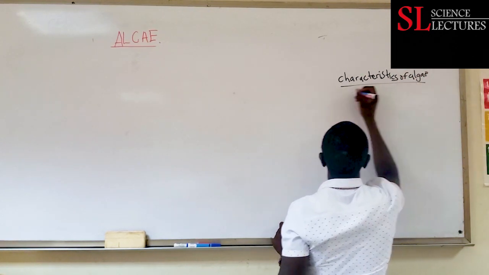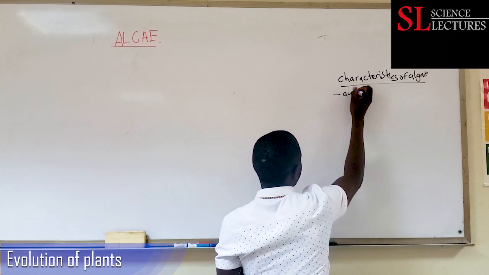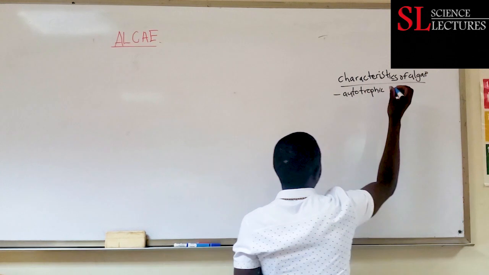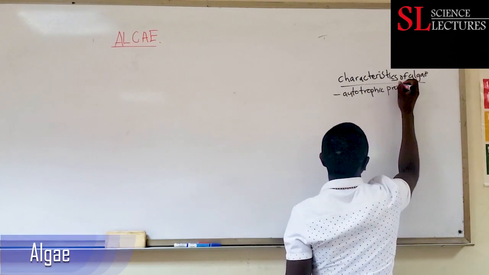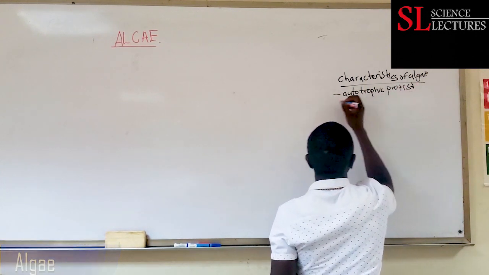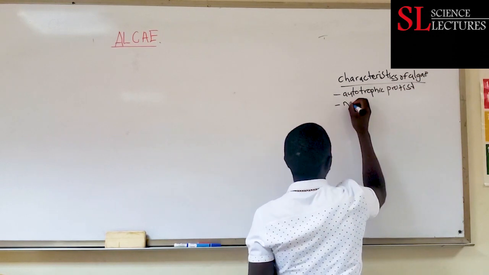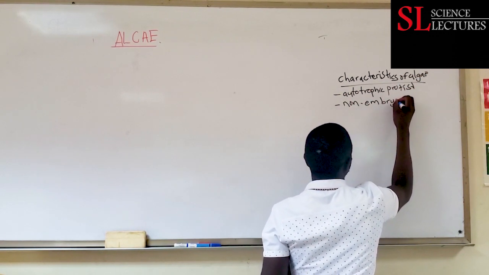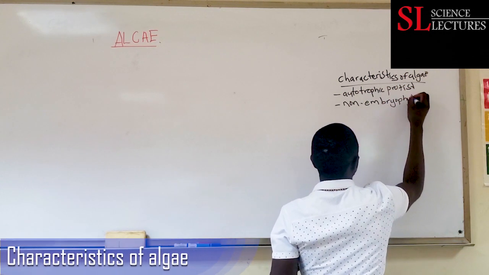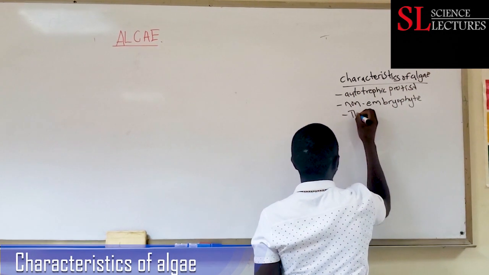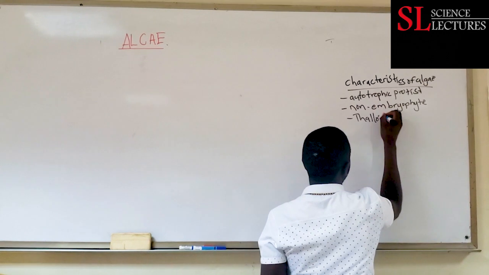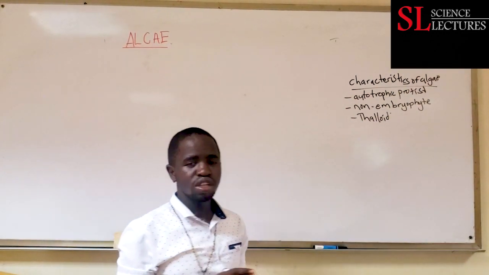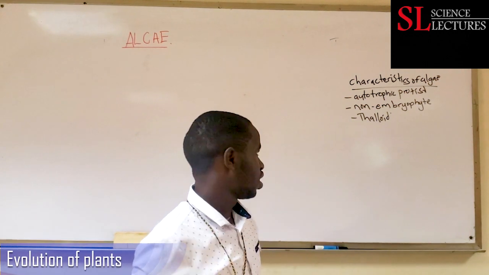Number one, algae is autotrophic. It is an autotrophic protist. It manufactures its own food. Number two, it is a non-embryophyte. Number three, its body is thalloid. I mean its body is not yet differentiated into stems, roots, and leaves.